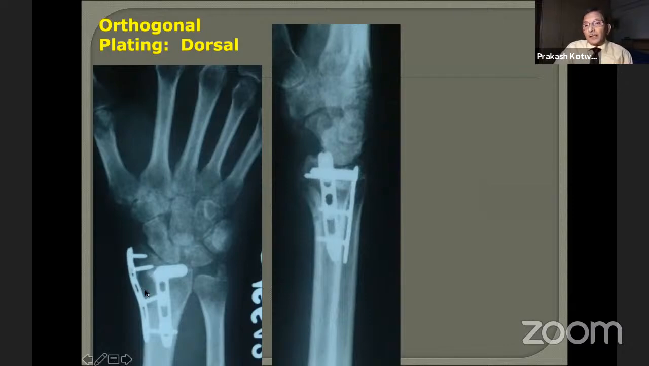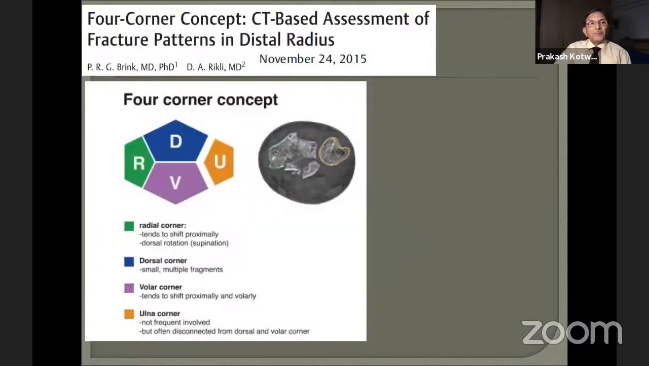and also another plate to fix the radial styloid fragment. There is another classification that came up in an article by Peter Brink, and he has given a four-corner concept, which is based on the CT-based assessment of fracture patterns in the distal radius. And according to him, there are four corners that the distal radius has.